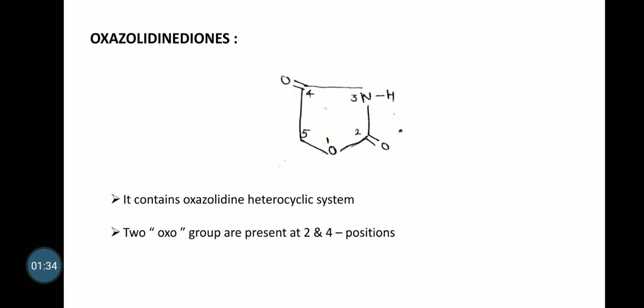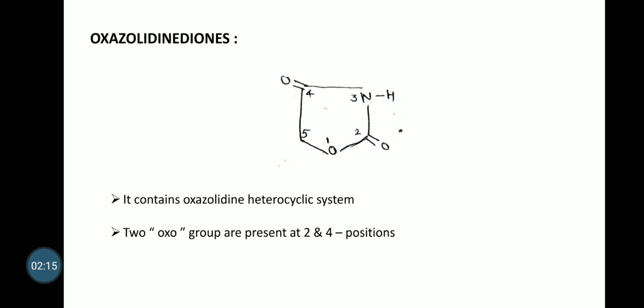Always remember that in a chemical name, if an oxo group as a substituent is present at any position, if one is present, then we write one. If two are present, we write dione. If three are present, then write trione in the chemical name, followed by the name. Now here two groups are present, therefore the chemical name becomes oxazolidine 2,4-dione.